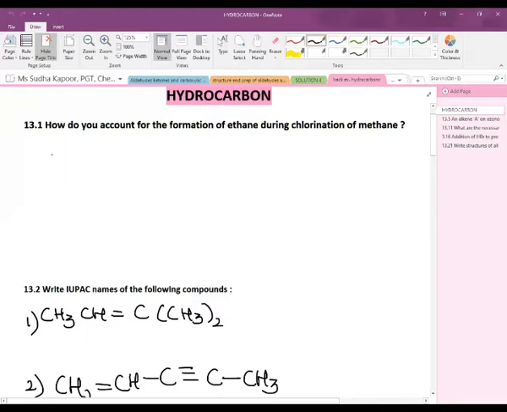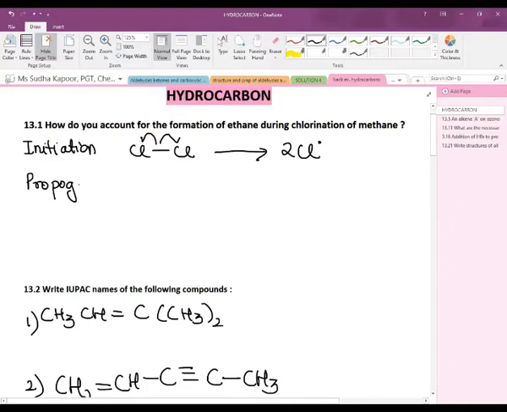So how the free radical mechanism takes place, it occurs in three steps. The first is known as initiation, that is the starting part, in which the Cl-Cl bond undergoes homolysis in presence of sunlight. Then it results in formation of 2 Cl free radicals. The free radicals are generated here. Now the second step is propagation, the continuation of the work.